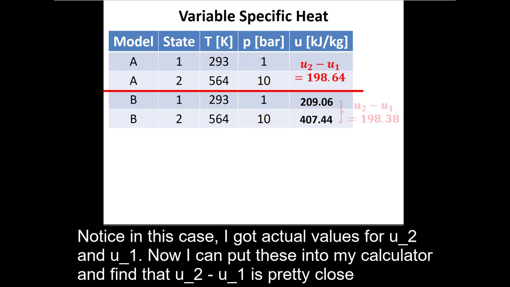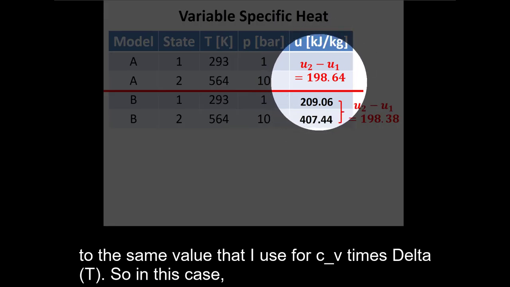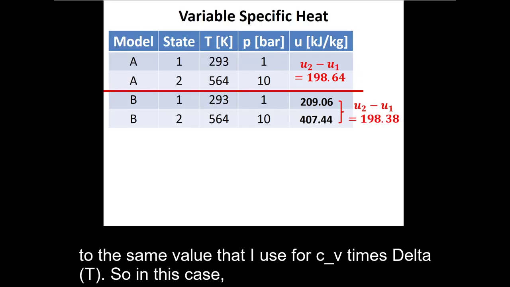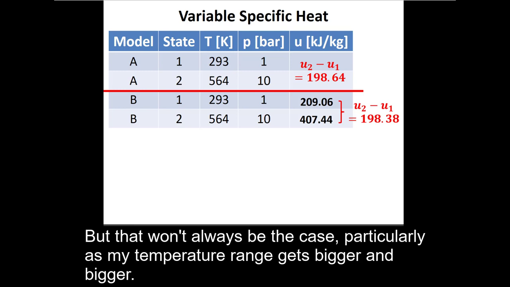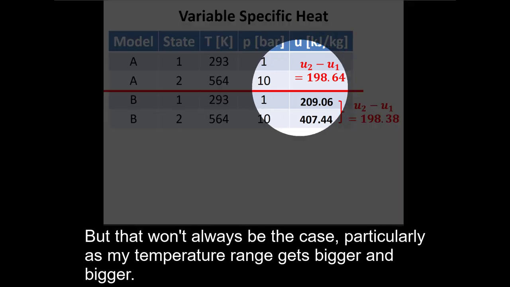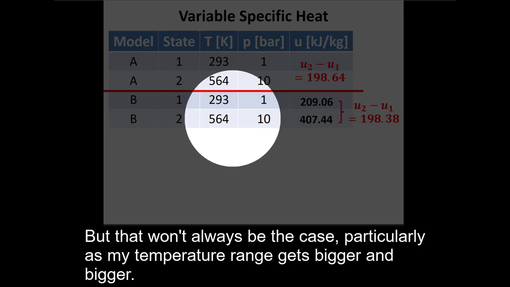Now, I can put these into my calculator and find that U2 minus U1 is pretty close to the same value that I used for Cv times delta T. So in this case, my solutions for constant and variable specific heat are pretty close together. But that won't always be the case, particularly as my temperature range gets bigger and bigger.